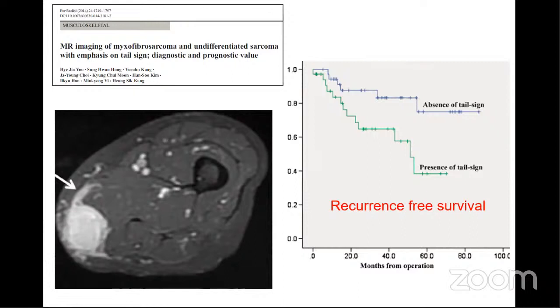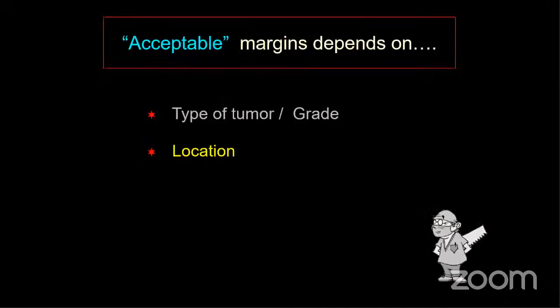And this recurrence-free survival graph adequately shows how in myxofibrosarcoma tumors that didn't have a tail sign, the local control was much better than in tumors that had a tail sign. And that is why it is safer to use additional quantitative values in this tumor.